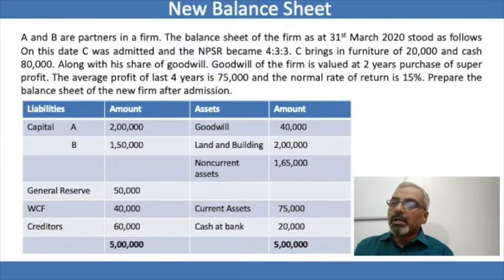The question has asked us to prepare the new balance sheet after the admission. We'll be doing that. But over here there are two things which have to be taken into consideration. Number one, the new profit sharing ratio is 4:3:3 and we have to calculate a sacrificing ratio because we know the old profit sharing ratio is 1:1, and we also have to calculate the goodwill of the firm, which will help us to calculate the goodwill of the new partner.